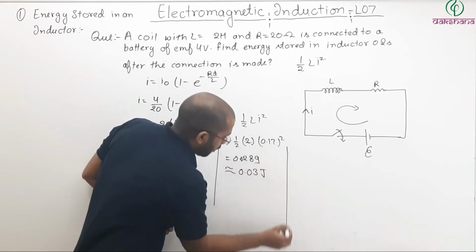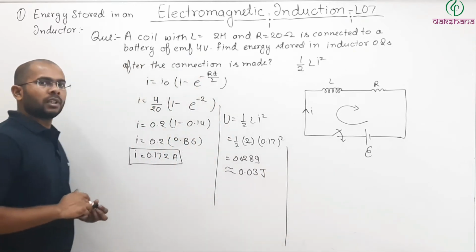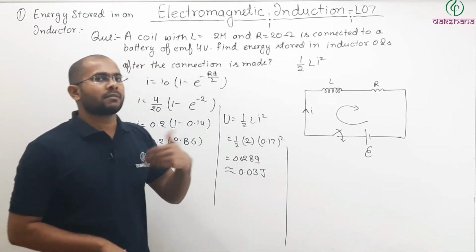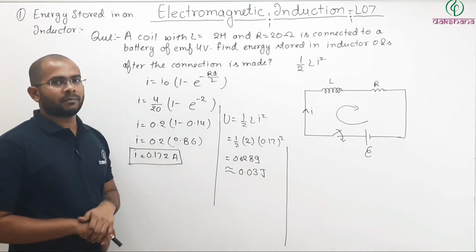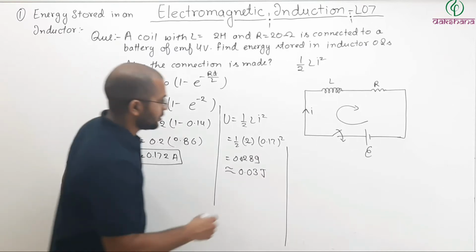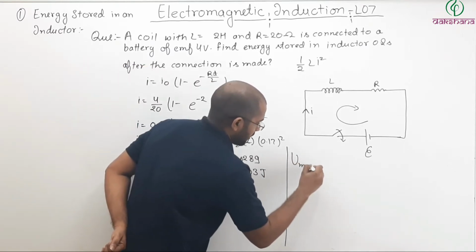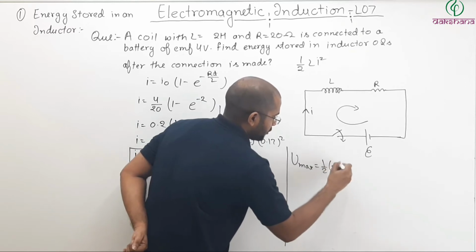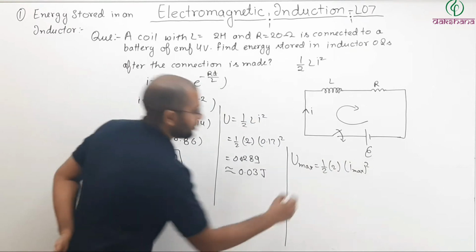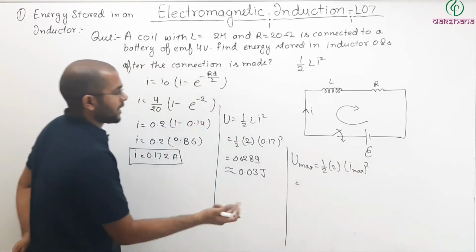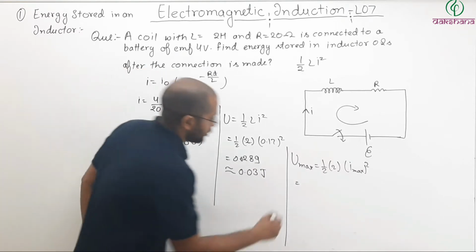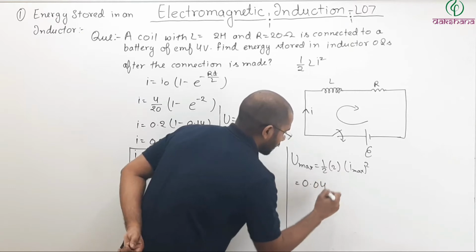Now if you want, let us solve it a little bit further. It is not given in the question. Now what can be the maximum energy stored in your inductor? Now remember, maximum energy will be there when current will be maximum. Now what is the maximum current? Maximum current is 4 by 20, that is 0.2 ampere. So U max, maximum energy stored, will be half into 2 into I max square. So half into 2 is 1, I max is 0.2. 0.2 square is 0.04. So maximum energy stored is 0.04 joules.